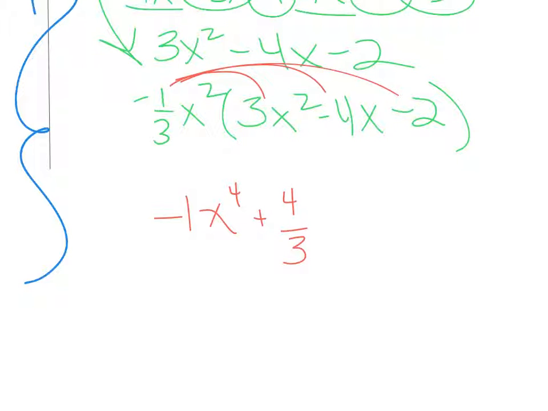And then I have x squared times x. Really, there's that 1 up there, which is x cubed. And then I have negative 1/3 x squared times negative 2, which will be positive 2/3 x squared. You can leave it as a fraction if you'd like. That is totally fine and encouraged. All right, so I want to move on to the next question.